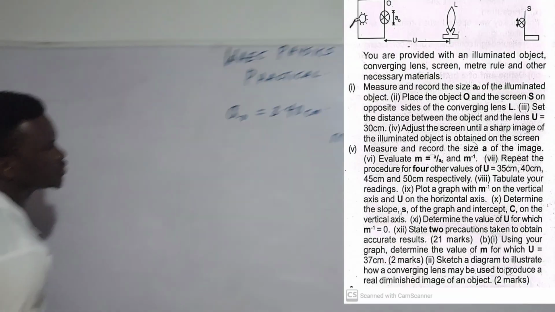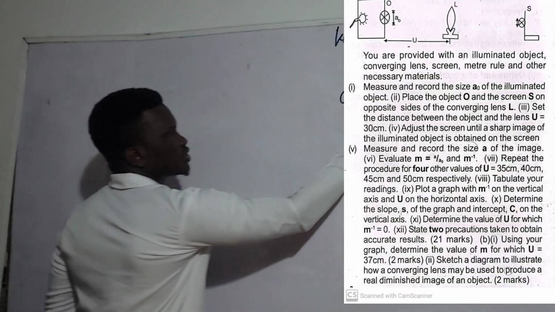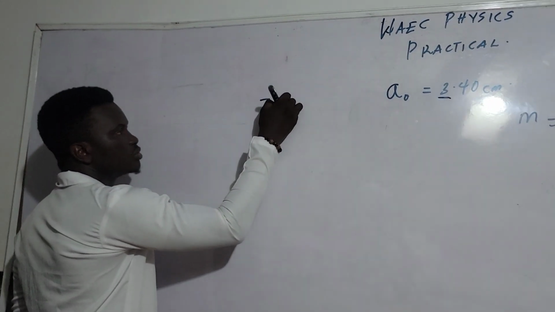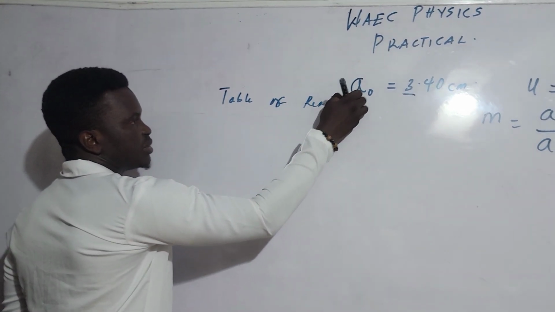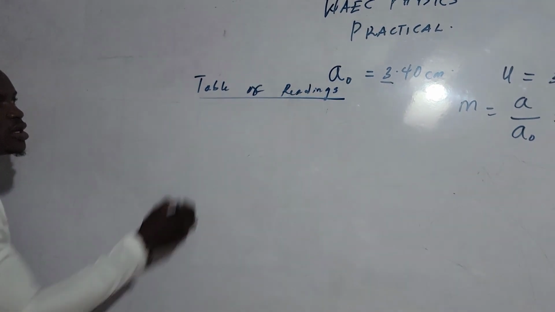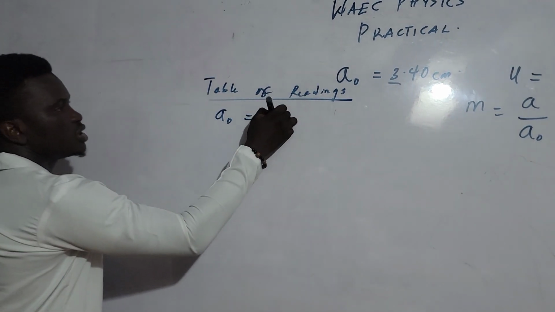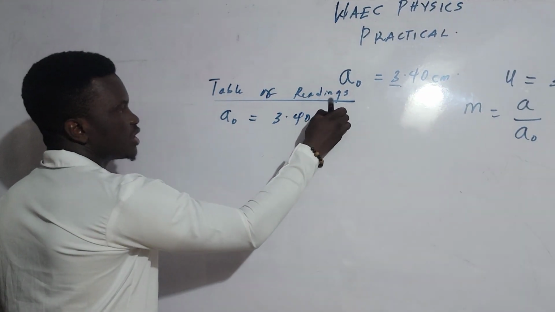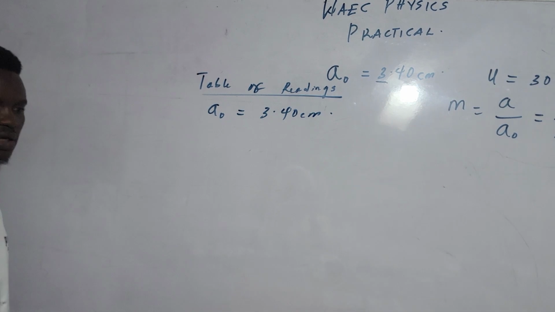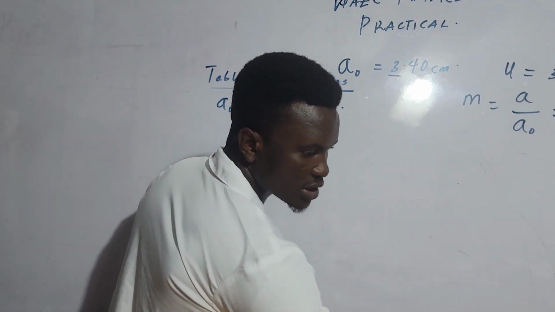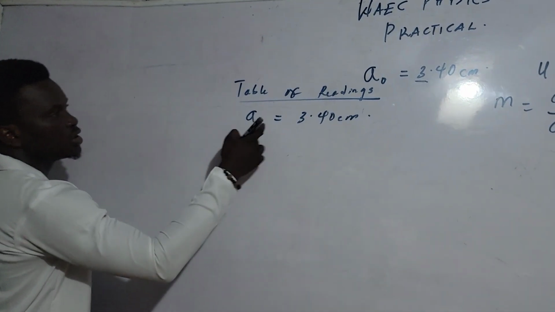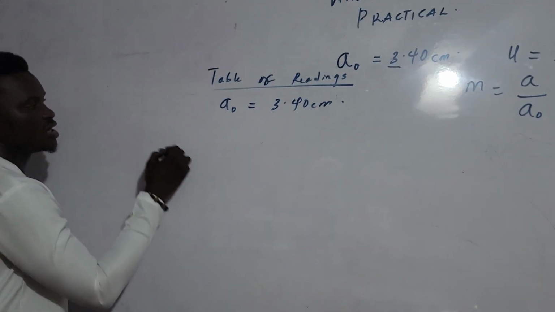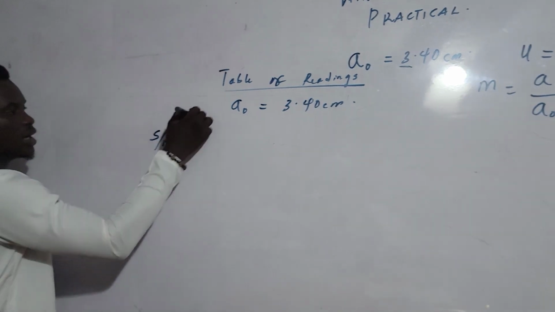Let's form our table. From our table, this is going to be constant. So for you write table of readings or table of experiments. So now to form my table, my A naught is equal to 3.40 centimeter. That's not going to change because you only measure this thing once, and we are not going to keep changing the object, so the object remains the same. So what am I going to do now? Since I've already known my A naught, then you put your serial number.